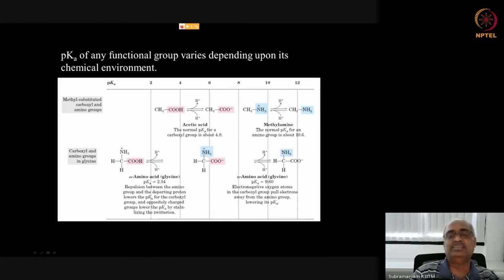And the same logic holds good for the amino group as well. I won't get into the details, but it is the same logic. So the concept here, as the title says, is that the pK of any functional group varies depending upon its chemical environment. This is something you need to remember, whether you're going to learn biology or not, because this is an important chemistry concept applicable in many different contexts.